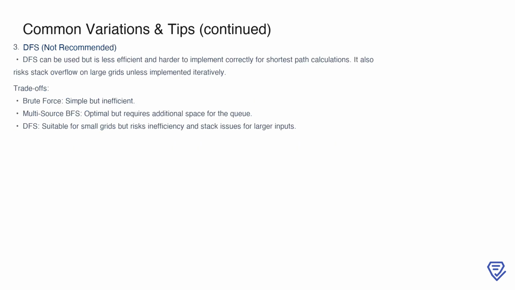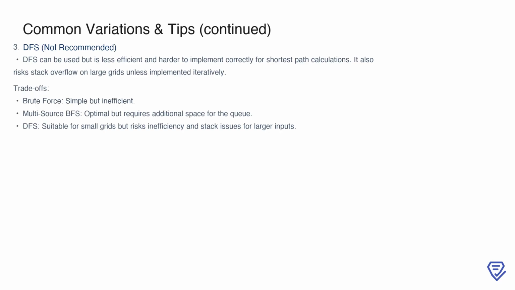DFS is another potential approach, but it's not recommended for this problem. Unlike BFS, DFS is less efficient and does not guarantee the shortest path, which is critical here. Additionally, DFS can lead to stack overflow on large grids unless implemented iteratively, making it less practical.